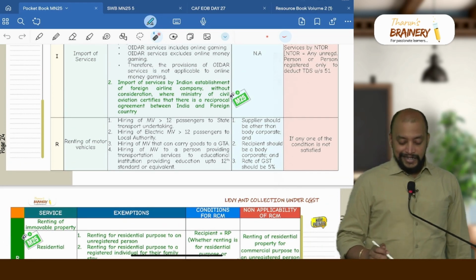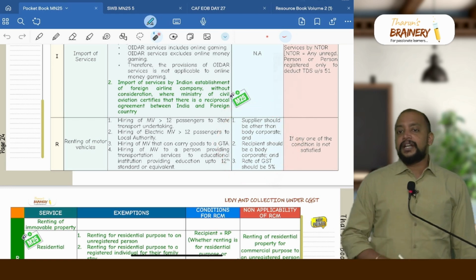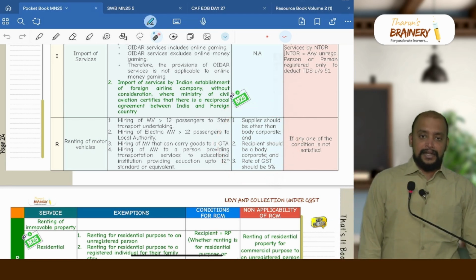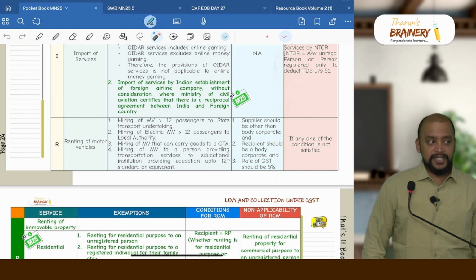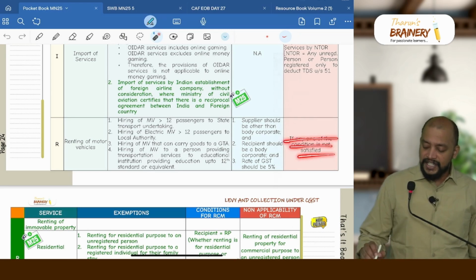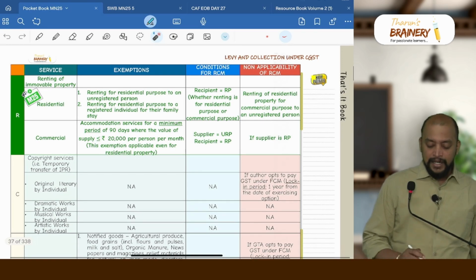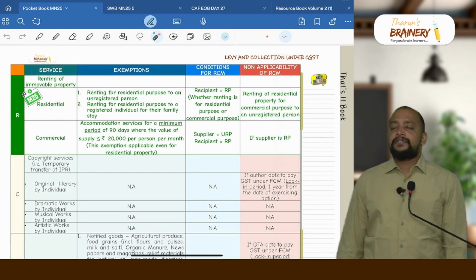Okay. Then next, condition for RCM. 3 conditions should be satisfied: supplier other than body corporate, recipient body corporate, rate of GST 5%. If any one condition is not satisfied, then it will be coming under FCM. Then renting of immovable property, we have an amendment.